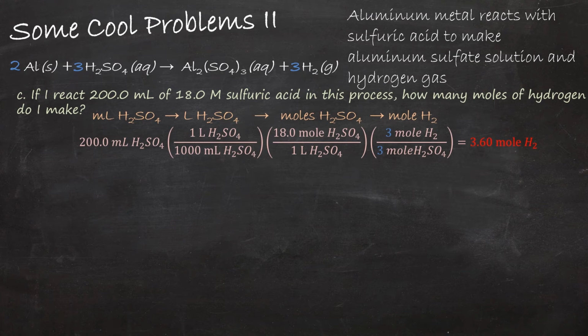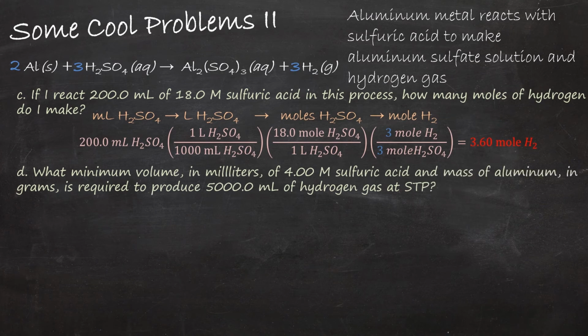Now, let's put everything into this next computation. What minimum volume in milliliters of 4 molar sulfuric acid and what mass of aluminum in grams is required to produce 5,000 milliliters of hydrogen gas at STP? Now, if we remember, STP means the temperature of the gas is 0 degrees Celsius or 273.15 Kelvin, and the pressure is either 1 atmosphere or 1 bar, depending on your textbook. For this example, we'll assume the pressure is 1 bar, which is equivalent to 100,000 pascals.